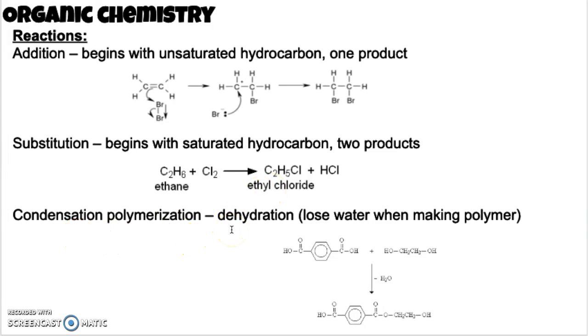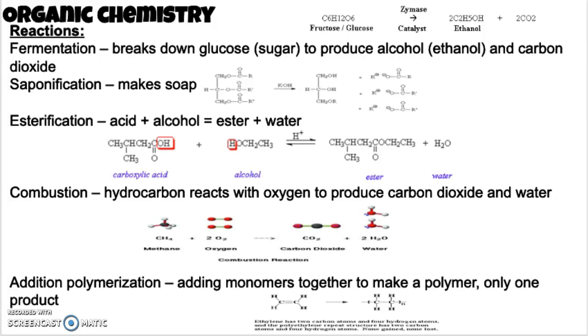Next is condensation polymerization. Sometimes they'll refer to this as dehydration polymerization, and it's basically the process of taking two smaller molecules, removing water from them to form a larger one, hence the dehydration part. When you're dehydrated, your body is losing water. Next up is fermentation. This process breaks down glucose or sugar to produce alcohol, typically ethanol, and carbon dioxide. That's an important one to remember.